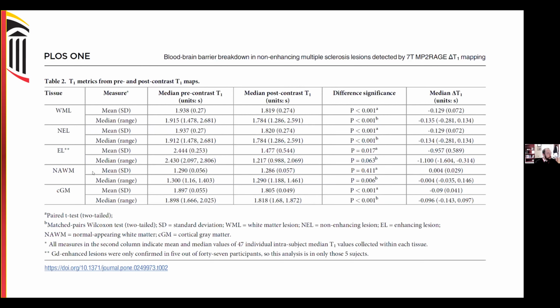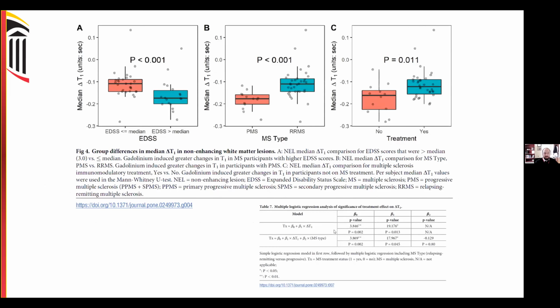When you look at normal appearing white matter, so areas outside of those lesions, you don't really see much of a delta T1 at all. In the cortical gray matter, there actually also was a little bit of a delta T1, although the magnitude was much lower. And when we took a look to see, is there any clinical significance to this delta T1 value in the non-visibly enhancing lesions, there definitely was.